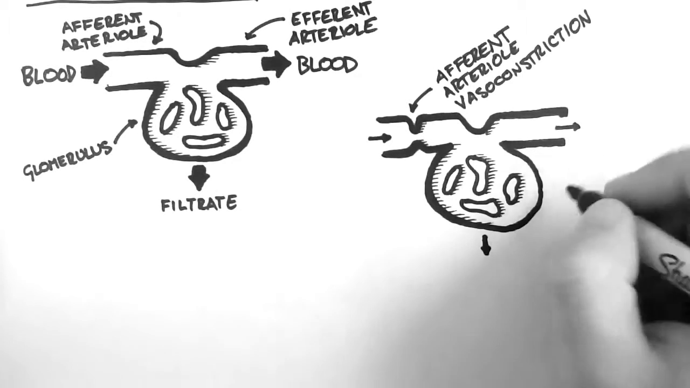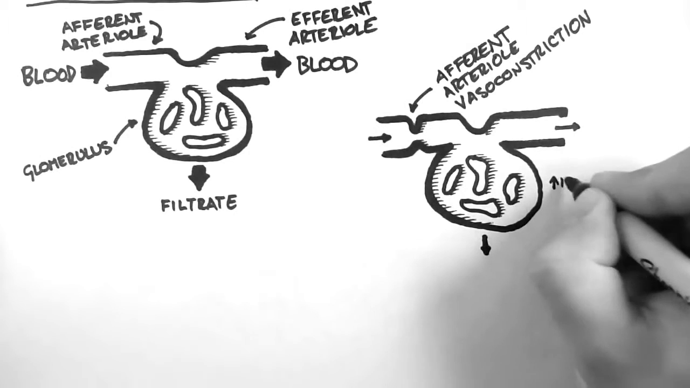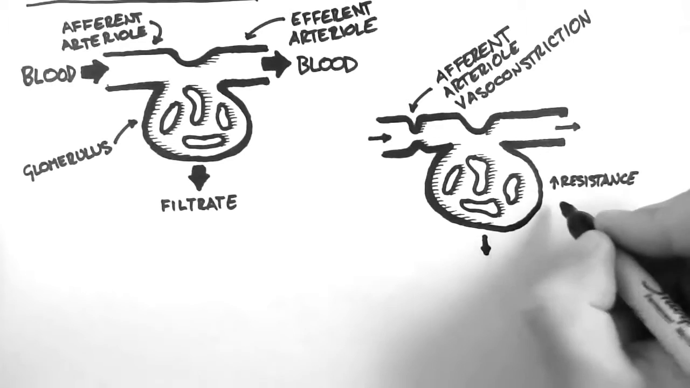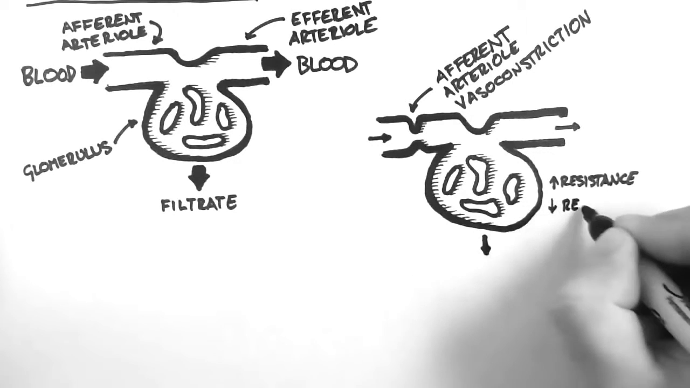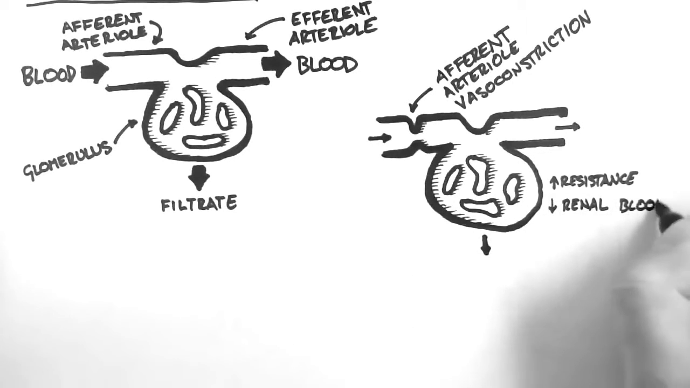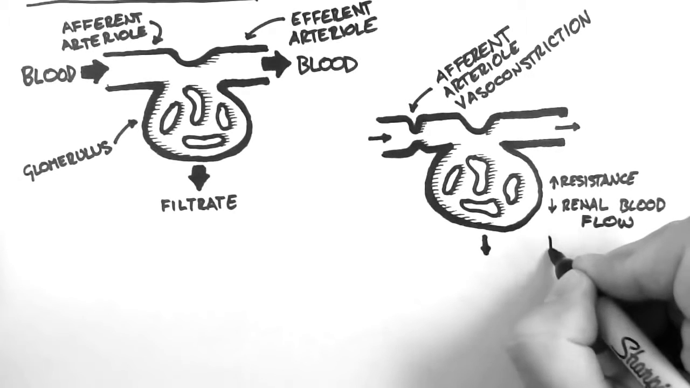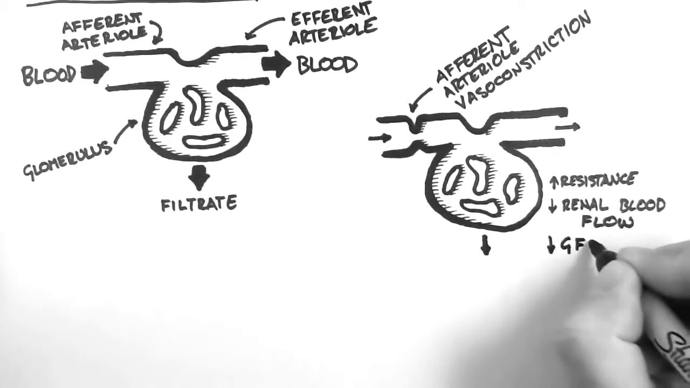In this situation, due to arteriolar vasoconstriction, the vascular resistance will increase, and thus there will be less renal blood flow. And due to the reduced pressure in the glomerulus, the glomerular filtration rate will be decreased.